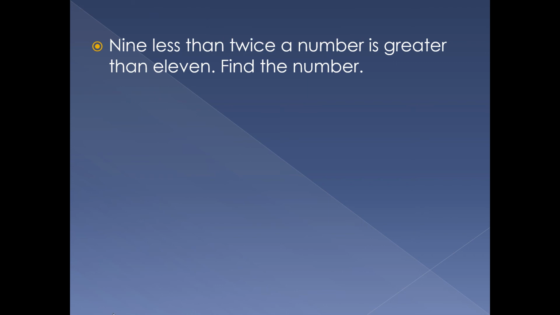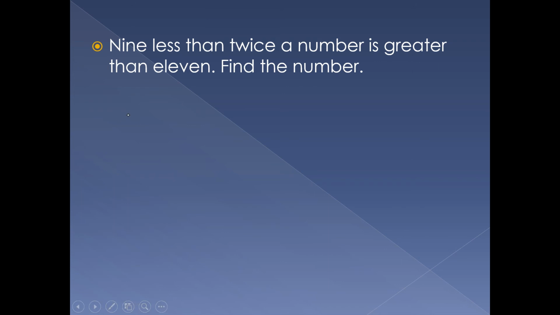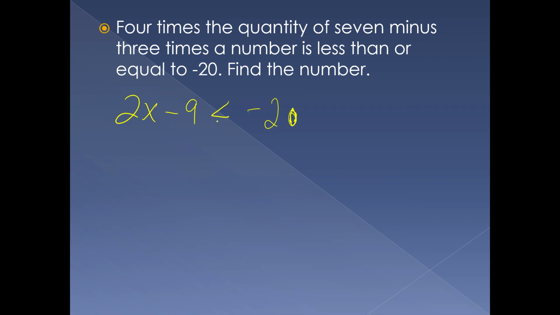All right, well, 9 less than twice a number. So remember, twice a number, 2 times a number, and then 9 less than that. So 9 less than 2 times the number is less than or equal to negative 20, right? So this one's pretty easy. Less than or equal to. They tell us what the sign is just in the words themselves.